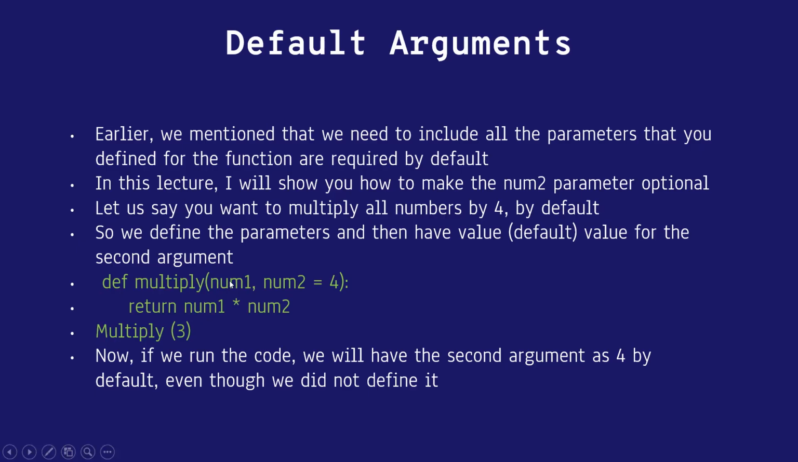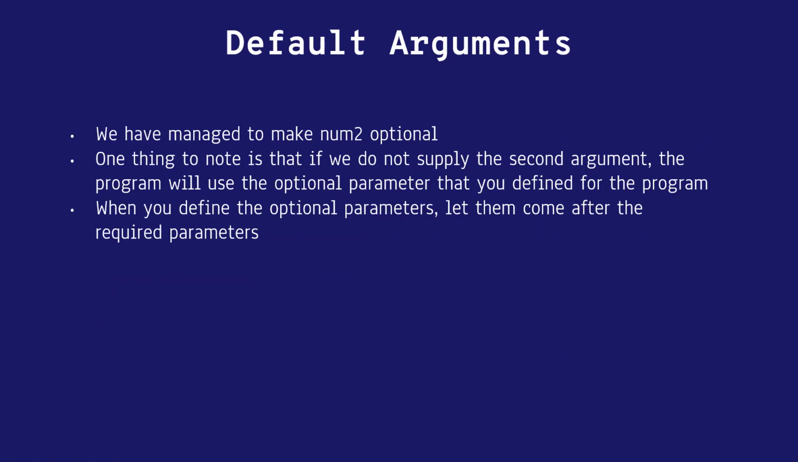So now if we run the code, we'll see the second argument is 4 by default, even though we did not define it. We have managed to make number 2 optional.